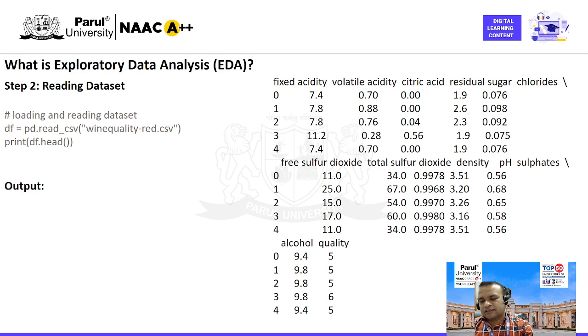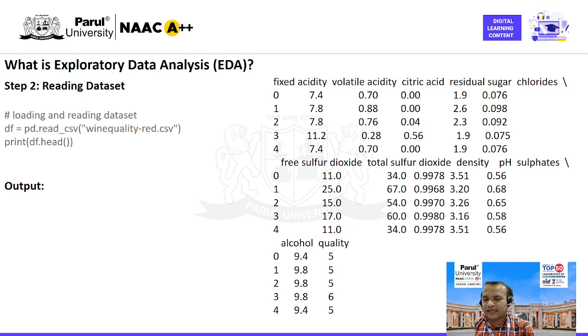We require a data set, so we take here one data set, wine quality red. This is a data set which is available online on the Kaggle website, so you can download it and read very carefully each and everything of your wine quality red data set. You can directly download it from Kaggle.com.